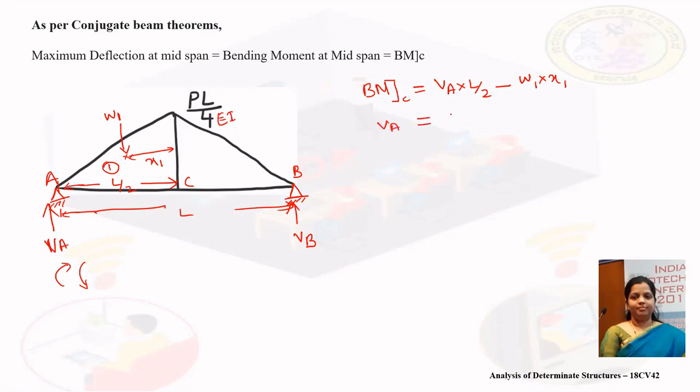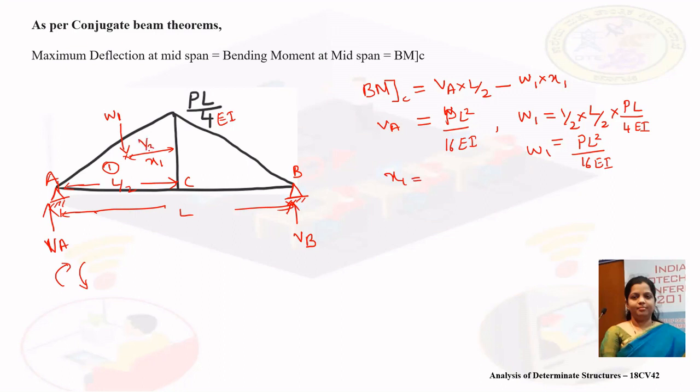We already know the value of VA. It is PL square by 16 EI. Let me calculate the value of W1. It is the area of the triangle 1, that is half into base is L by 2, height is PL by 4 EI. So PL square by 16 EI will be my W1, and X1 value will be equal to 1/3 of L by 2. The remaining portion is 2/3 of L by 2.